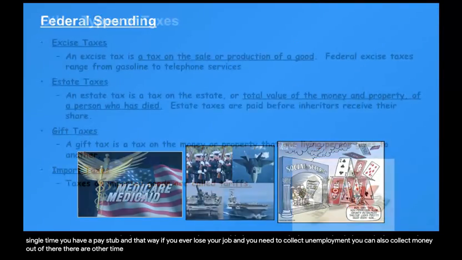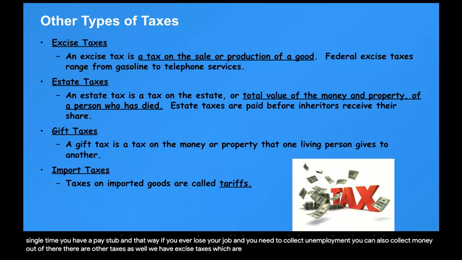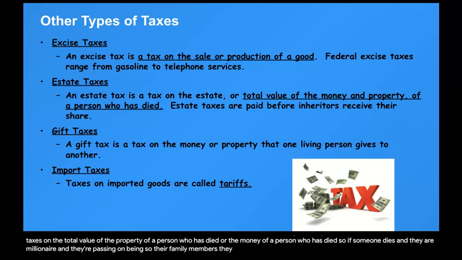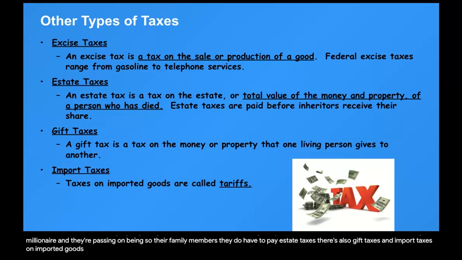There are other taxes as well. We have excise taxes, which are sales taxes. All of you have paid these before. Estate taxes are taxes on the total value of the property of a person who has died, or the money of a person who has died. So if someone dies and they are a millionaire and they're passing on things to their family members, they do have to pay estate taxes. There's also gift taxes and import taxes. So imported goods, they're called tariffs.